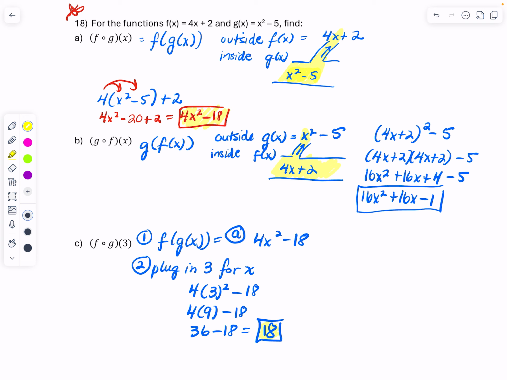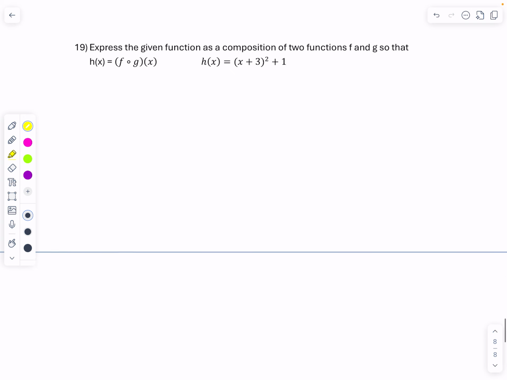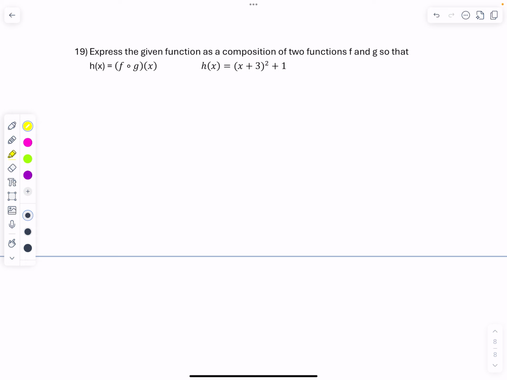Okay, so that was question number 18. Number 19: express the given function as a composite of two functions. Okay, so if we look at this, they're telling us that h at x is equal to f of g at x. When you do these, you have to determine what is the inside function and what is the outside function.